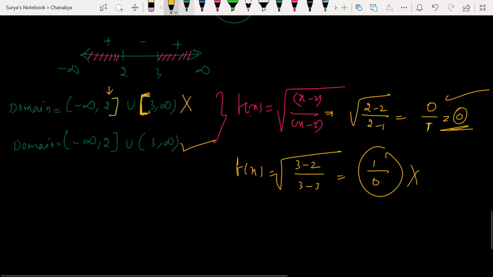See here, I should keep an open bracket for 3 here. Why? Because I cannot include 3 here. Open means you can't include. Close bracket means include. Okay? Yes or no?